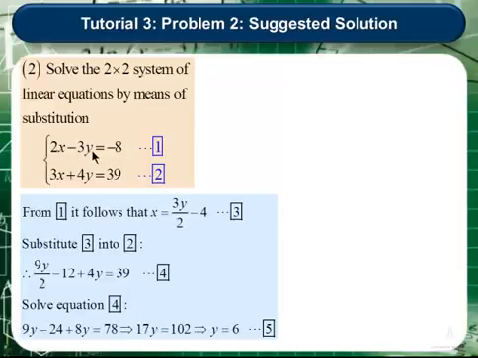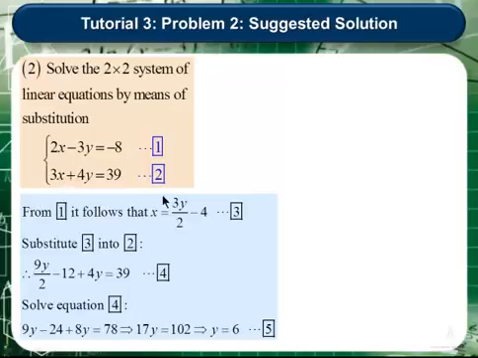Note that you can also make y the subject of the formula and apply a similar process to solve the system. So in this case we get x equal to 3y over 2 minus 4, if we divide through by 2 of course, and this must then be substituted everywhere where x appears in the second equation. So there we have it in the first term.